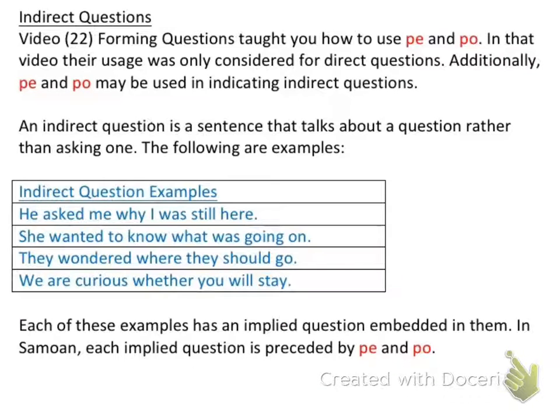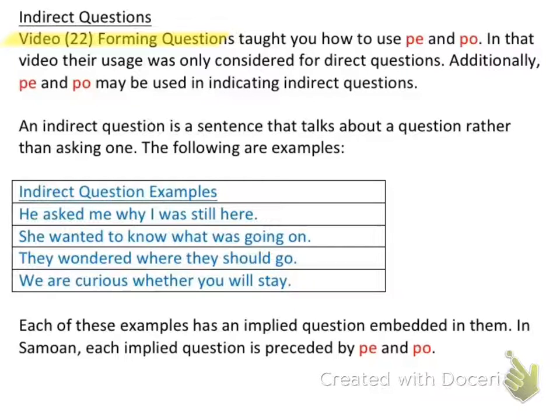Okay, so moving on, a couple chapters back, we had this video 22, called Forming Questions, and it taught you how to use pay and po. In that video, their usage was only considered for direct questions. We learned that if someone was asking a direct question, we could put pay or po before it to indicate that a question is being asked. But oftentimes, this method is omitted in informal speech.